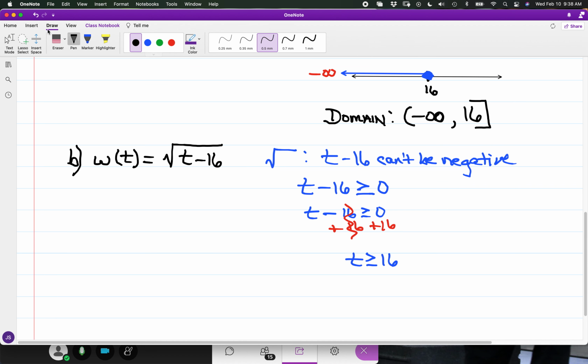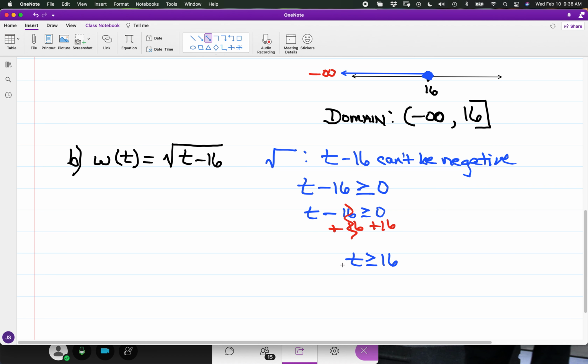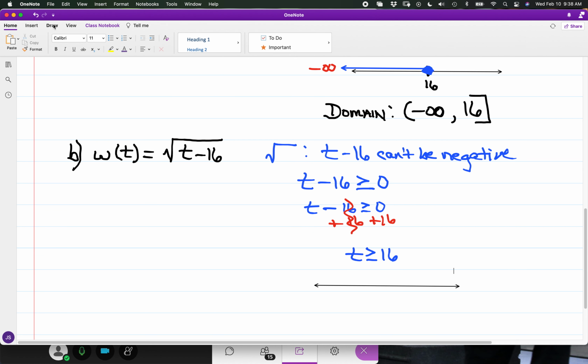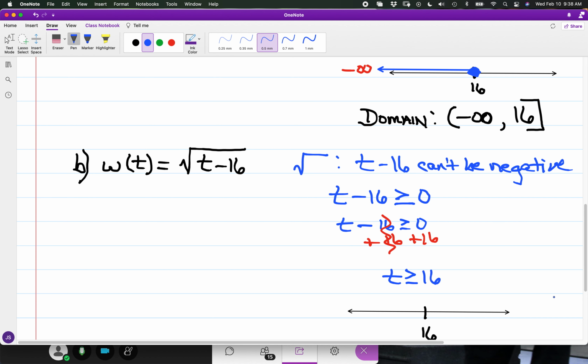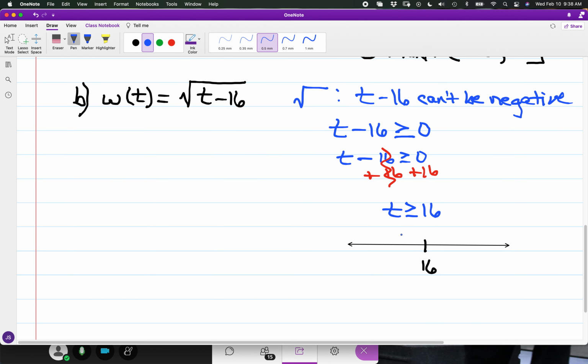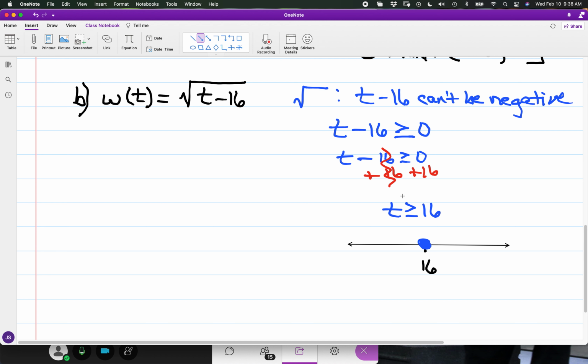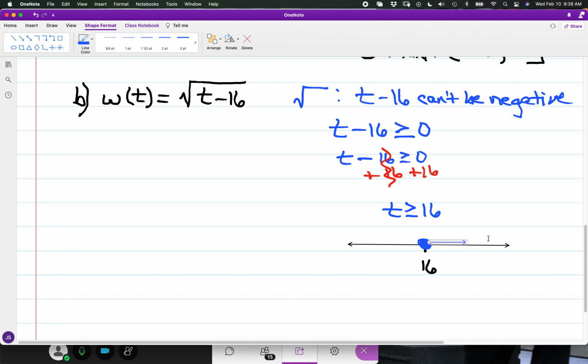And just supplying the visual on this, again we have 16 as the focal point, and thanks to the inclusion of 16 from t greater than or equal to 16, we have a solid point. Then we're going to have a ray that goes out to the right, tending toward infinity.